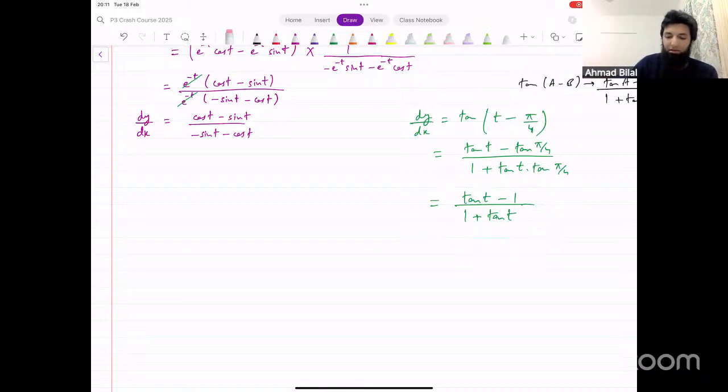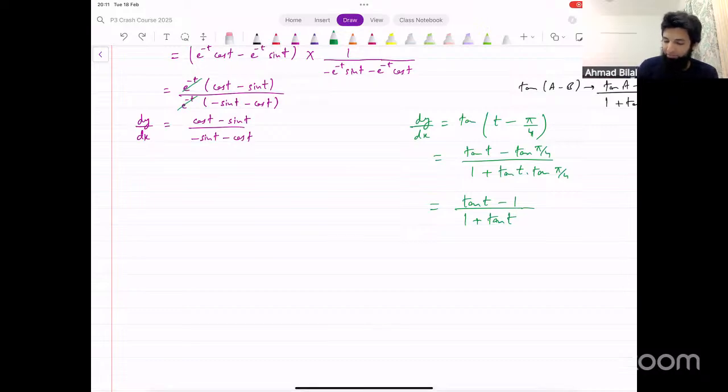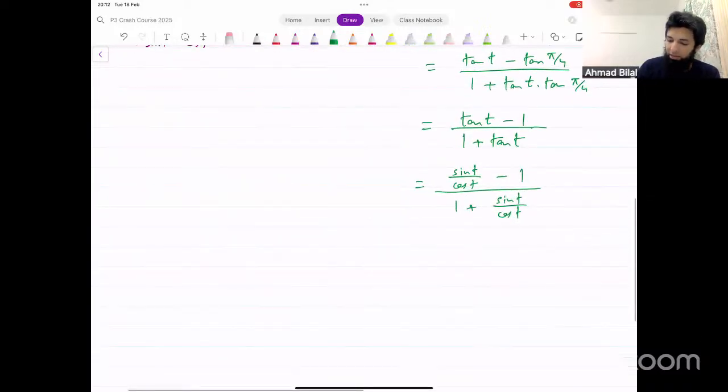All right. Now, how do we go from this form to this form? In the form that we got, we have sine and cos. So we can convert tan to sine over cos. Let's see what happens when we do that. We get sine of t divided by cos of t, minus 1, divided by 1 plus sine t over cos t. Now let's take LCM both in the numerator and in the denominator. In the numerator, we get sine t minus cos t divided by cos of t, whole divided by cos of t plus sine t divided by cos of t.